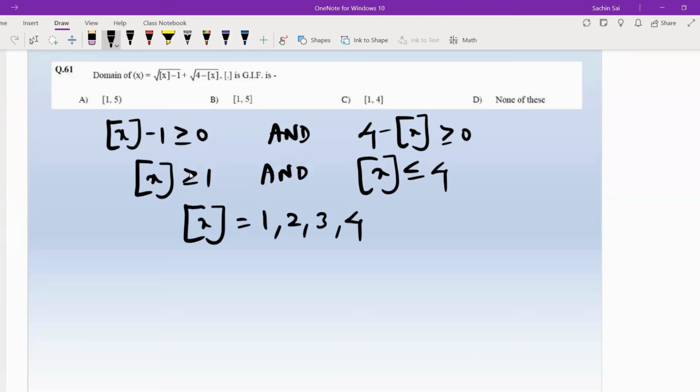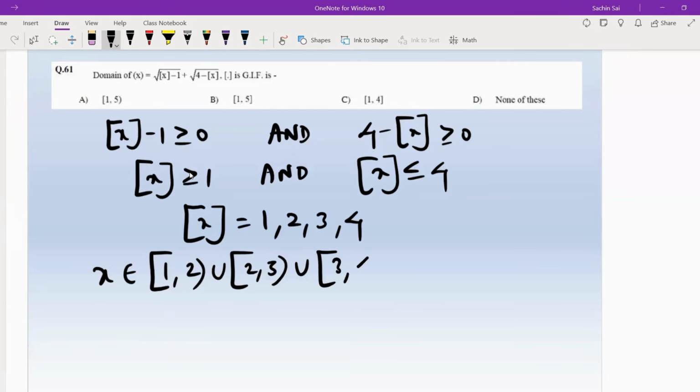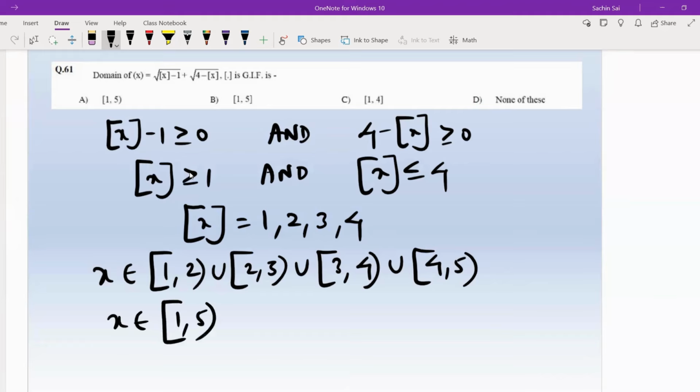So what is the solution to this? I can say x belongs to closed interval 1, open interval 2, union, closed interval 2, open interval 3, union, closed interval 3, open interval 4, union, closed interval 4, open interval 5. For step of x equals 1, you have the first interval. For step of x equals 2, you have the second interval. And finally, what is the union of all these intervals? It is closed interval 1, open interval 5. So that is the correct answer.